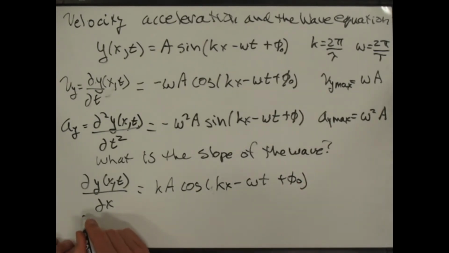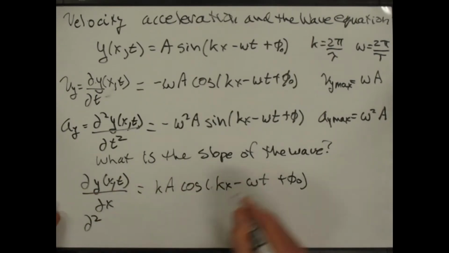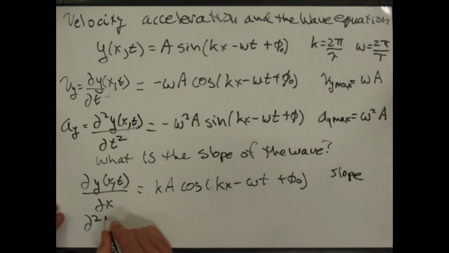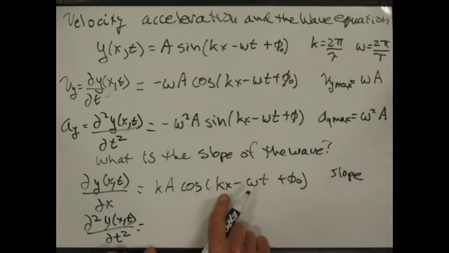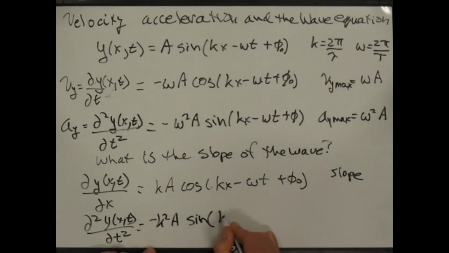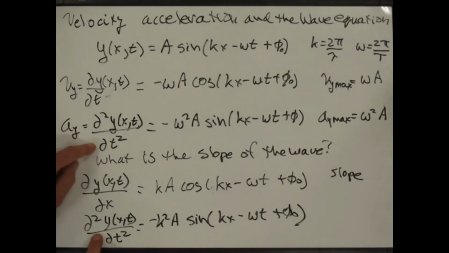And similarly, I can take the second derivative. So this is the slope. The second derivative is called the curvature, and that's just the second derivative. The derivative of cosine is negative the sine, so this becomes negative k squared a sine of kx minus omega t plus phi naught. And so if you look at these two, this is the curvature.